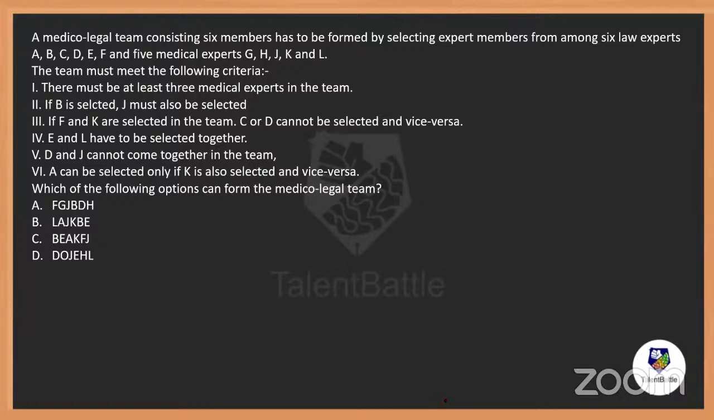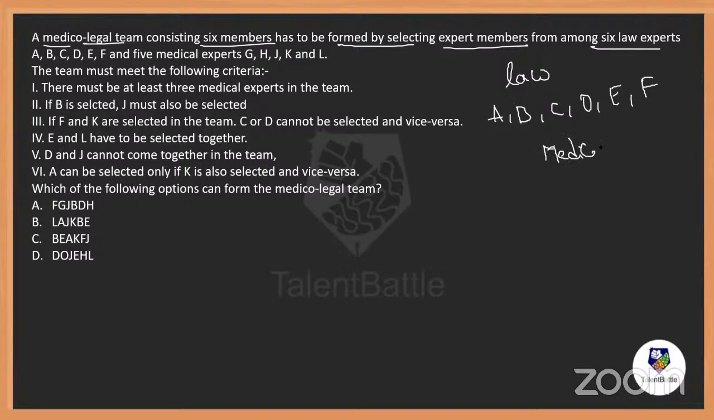We'll try the answer. A medico-legal team consisting of 6 members has to be formed by selecting expert members among 6 law experts and 5 medical experts. The law experts are A, B, C, D, E, F, and the medical experts are G, H, J, K, L. So this is the information they have given. Now we need to form a medico-legal team, and the conditions are given below.